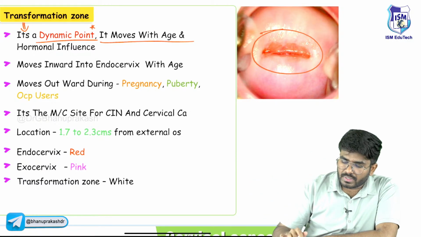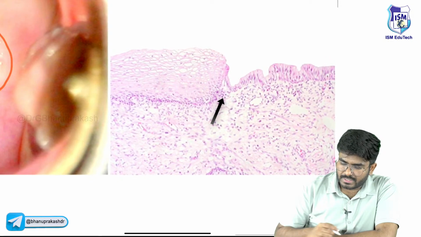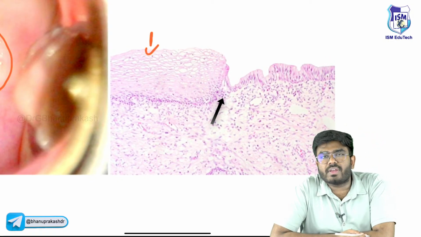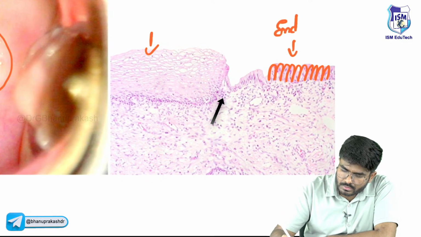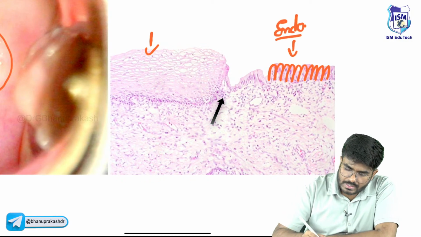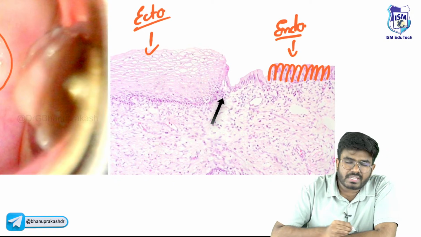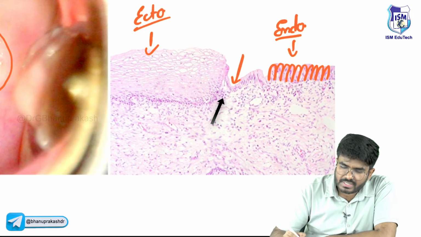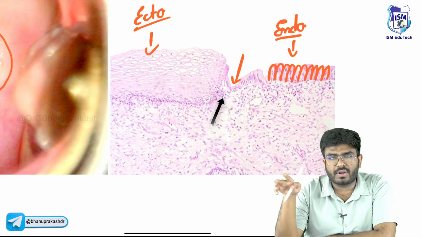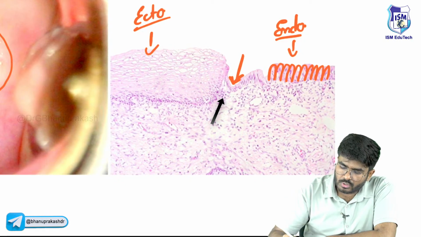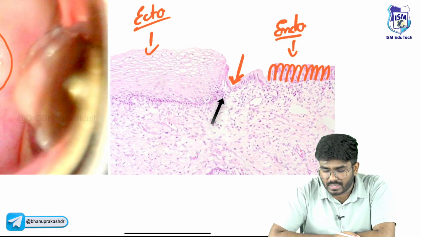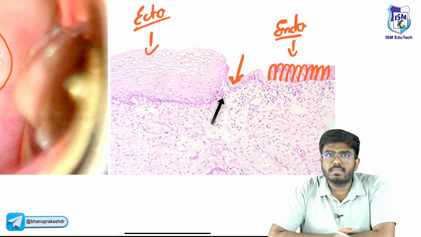Let me show you here in the histology. Here you are seeing the stratified squamous epithelium. Now here you can see the columnar epithelium. The endocervix has columnar epithelium, and the ectocervix has squamous epithelium. In between them there is a zone of transformation from endo to exo. This transformation zone is the most common site for cancer to develop.